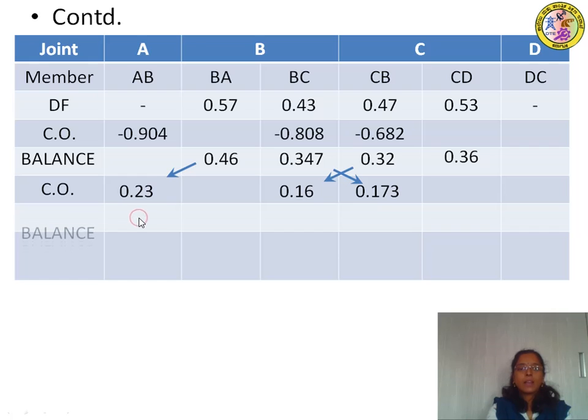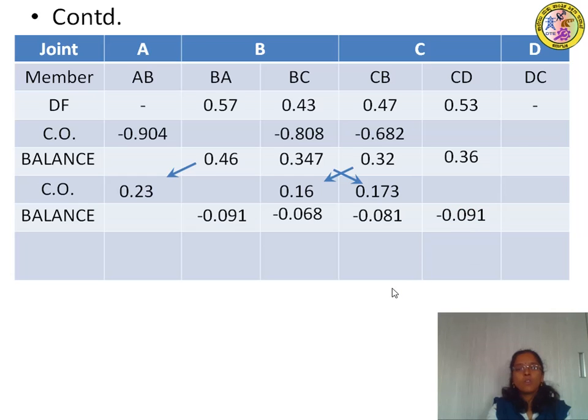So next, we'll balance the joints B and C. Joint B is imbalanced by 0.16, therefore balancing moment will be minus 0.16. So minus 0.16 into 0.57 will be equal to minus 0.091. Minus 0.16 into 0.43 will be equal to minus 0.068. Next, the imbalancing moment at C is 0.173, therefore balancing moment will be minus 0.173. So minus 0.173 into 0.47 will be equal to minus 0.081, and minus 0.173 into 0.53 will be equal to minus 0.091.